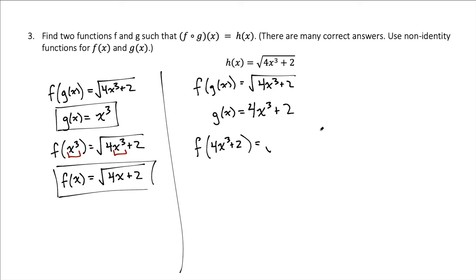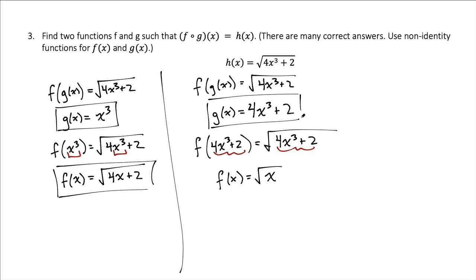2, oops, I don't know what happened there, 4x cubed plus 2. Now this 4x cubed plus 2 we can replace with whatever we want. And we'll replace that with x. Then we have f of x equals the square root of x. So there's another option for a pair of functions f and g whose composition is h of x.